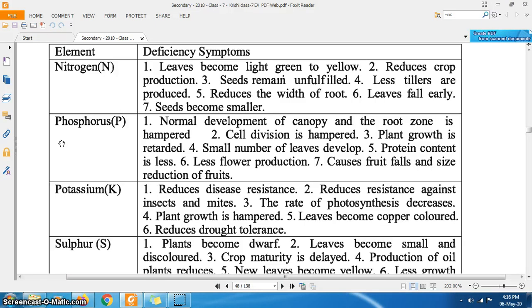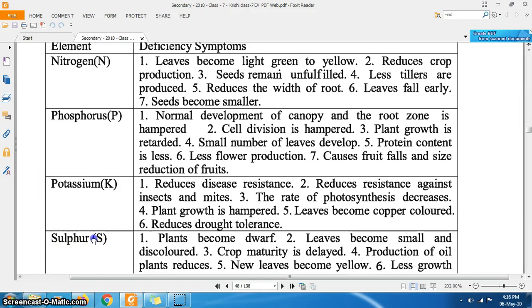Deficiency symptoms of potassium: reduces disease resistance, reduces resistance against insects and mites. The rate of photosynthesis decreases. Plant growth is hampered. Leaves become copper colored, reduces drought tolerance.